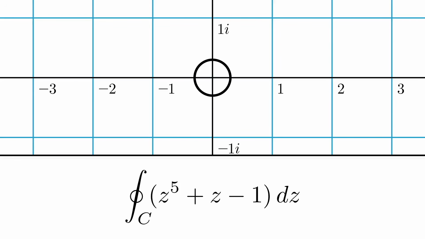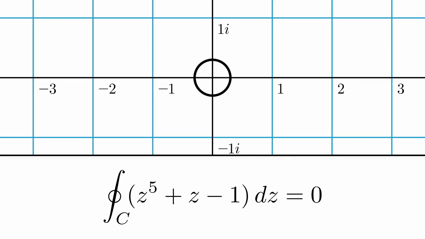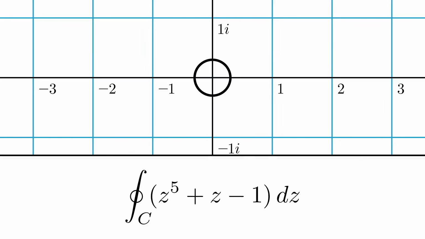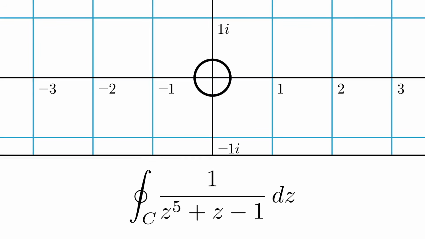Why? Well, because z to the fifth plus z minus 1 doesn't have any singularities anywhere in the plane, so it definitely doesn't have any singularities inside this circle, and hence, this integral will be 0 no matter what circle C we choose. The secret is to make the zeros of z to the fifth plus z minus 1 into singularities. And fortunately, there is a very easy way to do that, which is to replace z to the fifth plus z minus 1 with 1 over z to the fifth plus z minus 1. Anywhere z to the fifth plus z minus 1 is 0, this becomes 1 over 0, which means that there's actually a singularity of this function.